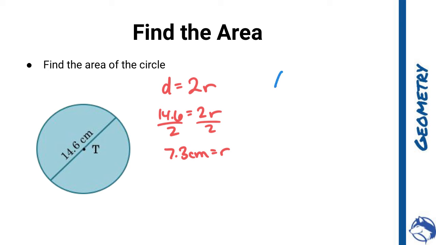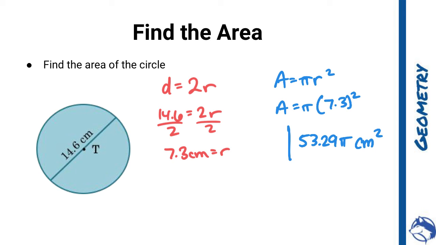From here, I say that the area is equal to pi r squared. So area is equal to pi, radius is 7.3 squared. So on my calculator, I just type this in, and I do 7.3 times 7.3, and I get 53.29 pi, and this would be centimeters squared.